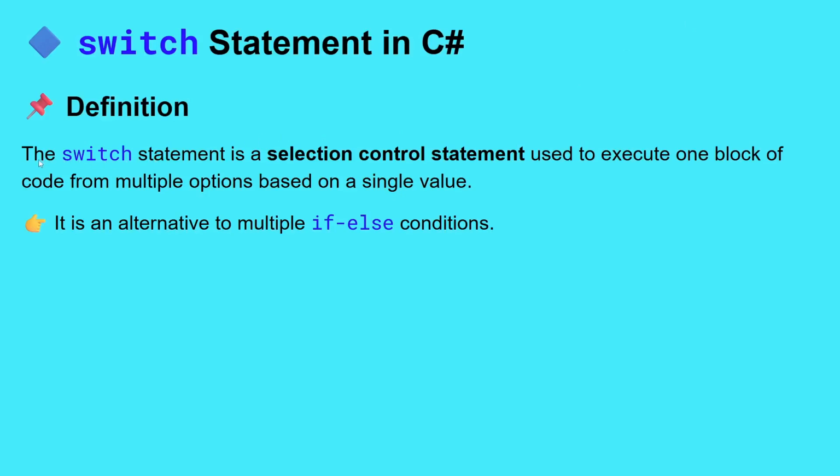So we'll start. The switch statement is a selection control statement used to execute one block of code from multiple options based on a single value. It is an alternative to multiple if-else conditions.